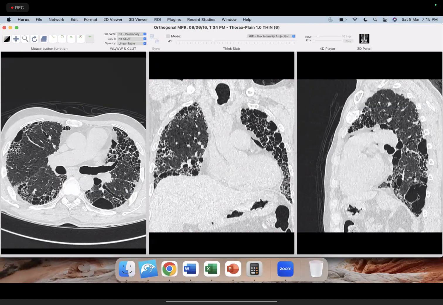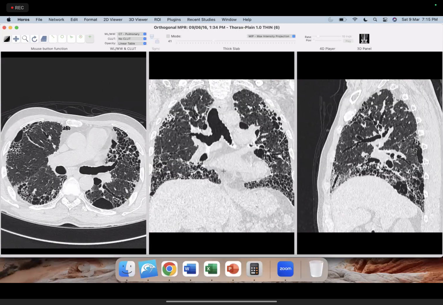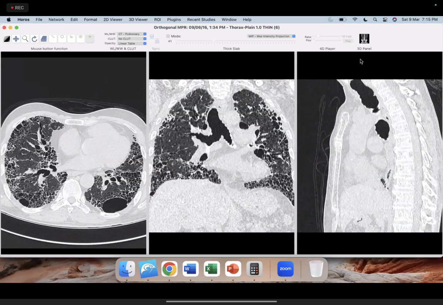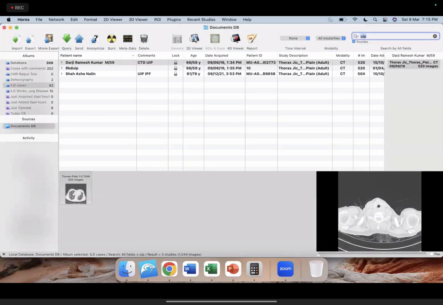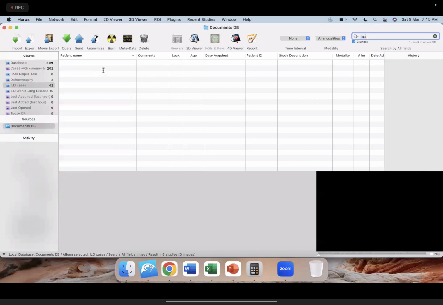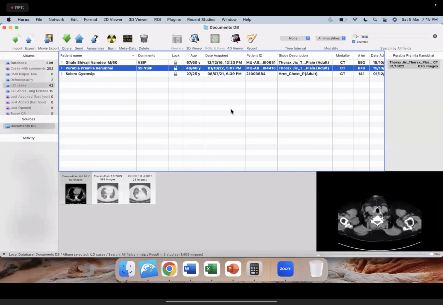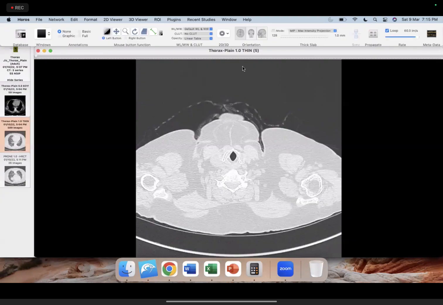And again, after one more case, we will go to some theory part of UIP and CT related ILD. So I want to show you one more case also which goes with this, and then we can proceed with that. So this is the next case.